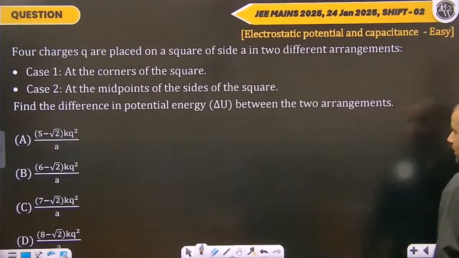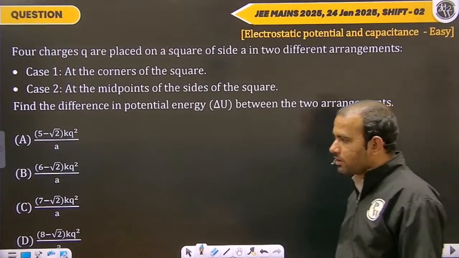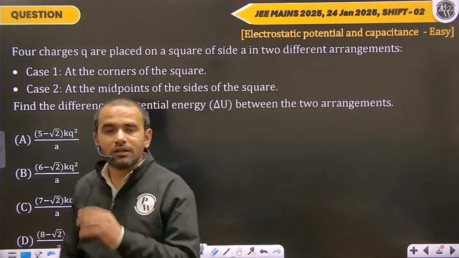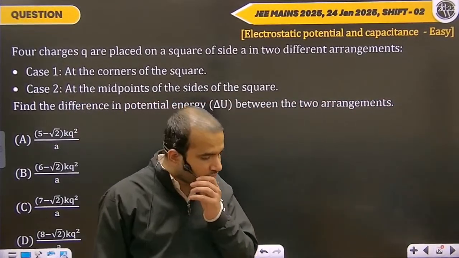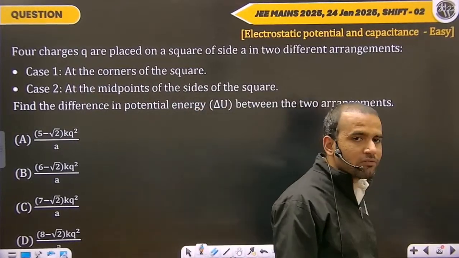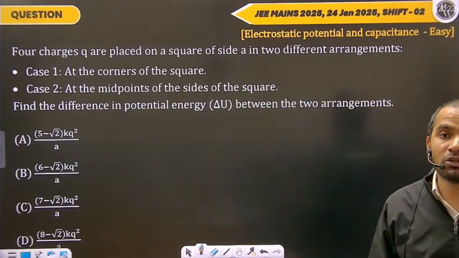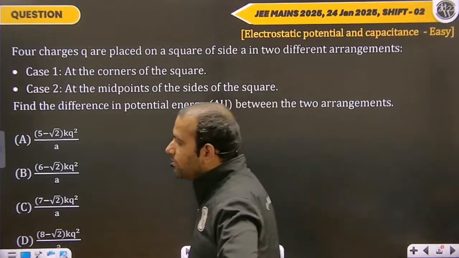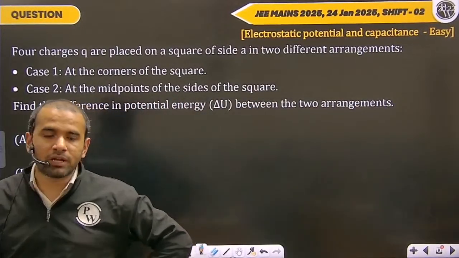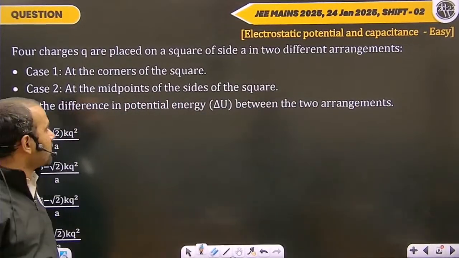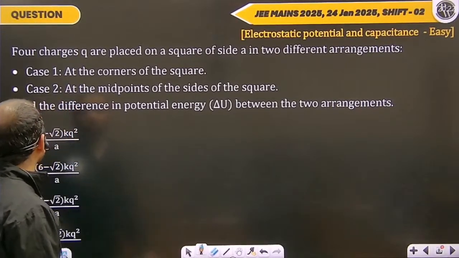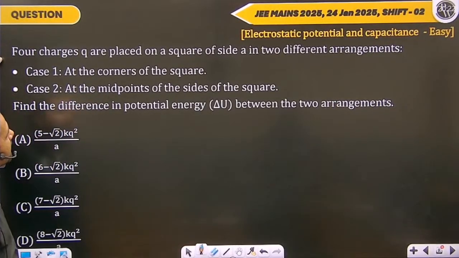Okay, now we are going to discuss this particular question. I think this is the very first question where, although the question is very easy, the solution will take a certain amount of time for an aspirant to solve. So let us try to understand it. We are having 4 charges placed on a side A in 2 different arrangements. The very first arrangement is at the corners of a square.